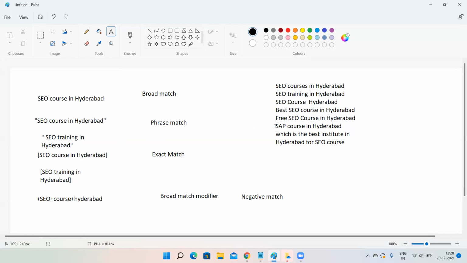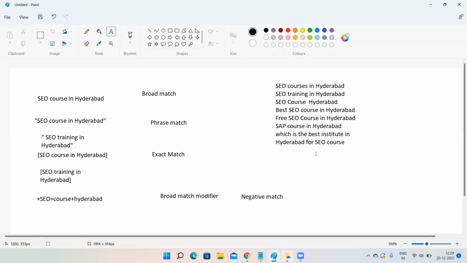Like this, you have to save money directly. Just because I told phrase match is a good one for the freshers, don't directly go for phrase match. With phrase match, use this combination of negative match also. Phrase match and negative match is a good combination as a fresher. Now for SAP course, it is not going to appear because they have disturbed the pattern, and for which is the best one also, it is not going to appear. This is phrase match.